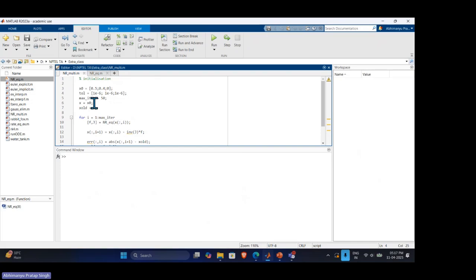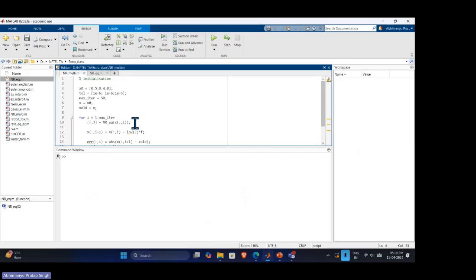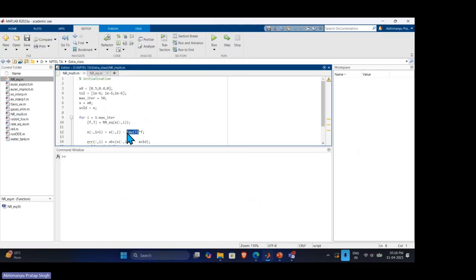My x is x0 and x old is x. I initialize with the same x values, but eventually it will change. So I gave this x0 as input to this function NR equation. It gives me as output the function values and the Jacobian. Then I use my update rule, xi minus ji inverse times f. So I calculate the inverse of this Jacobian, multiply it by f, and then subtract that from x.